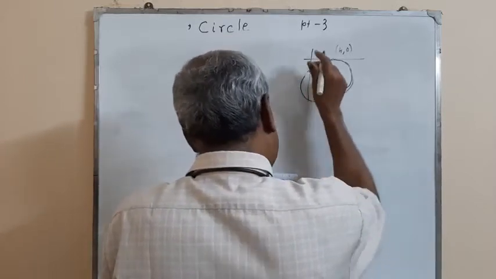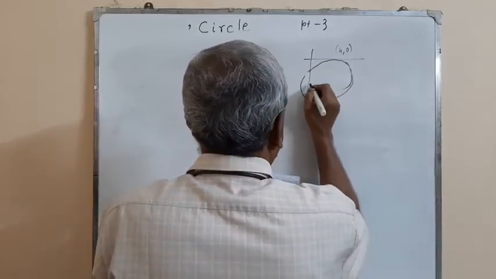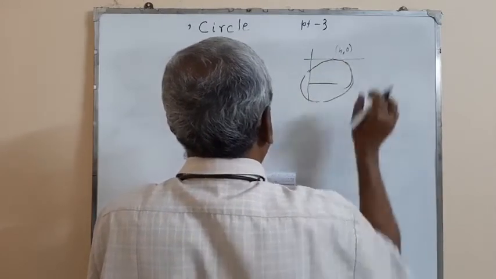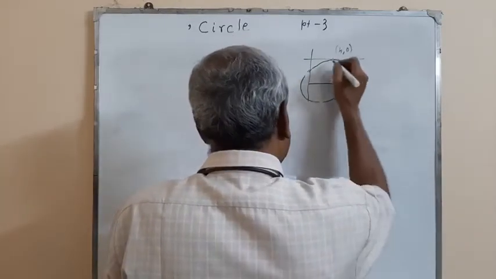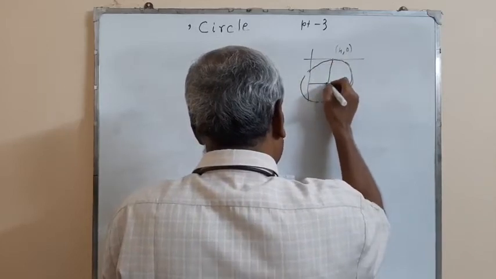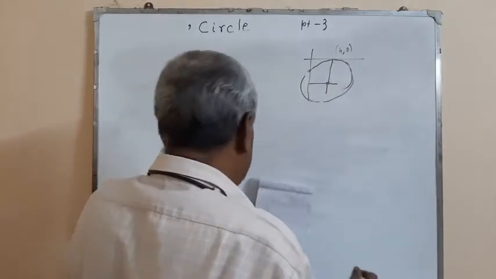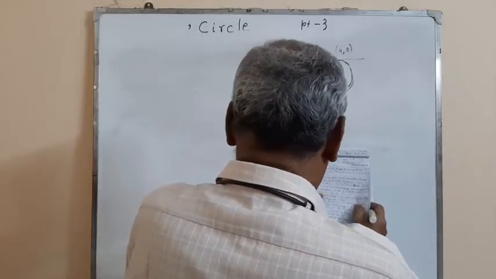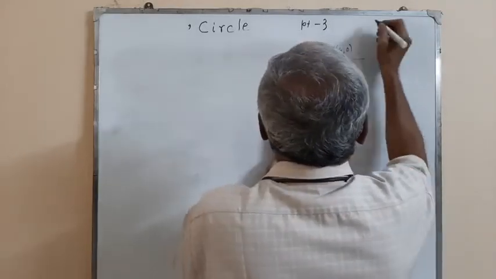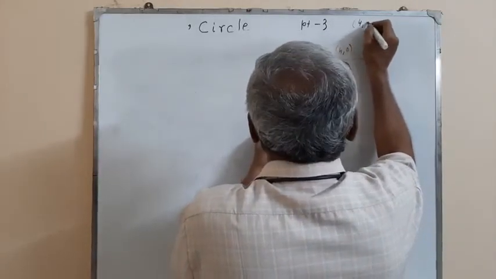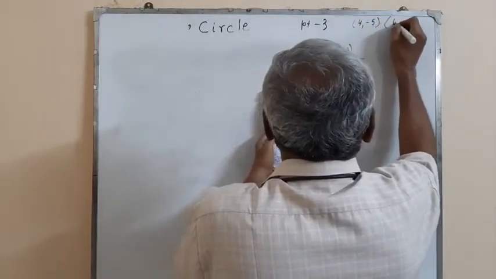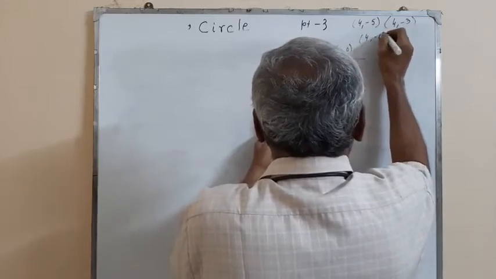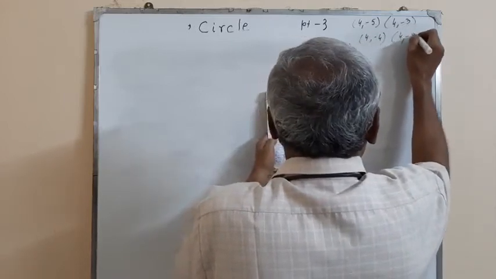So from there, this is a chord. From its midpoint, a perpendicular is drawn, which will be parallel to the x-axis. This will be a diameter, and this is another diameter. So this is the center of the circle, and we have to find it. The options are (4, minus 5), (4, minus 3), (4, minus 4), (4, minus 2).